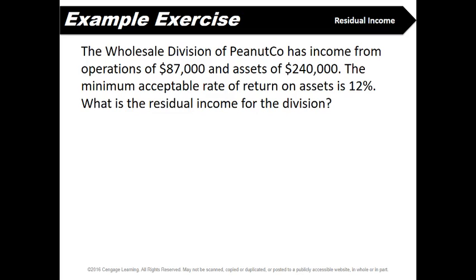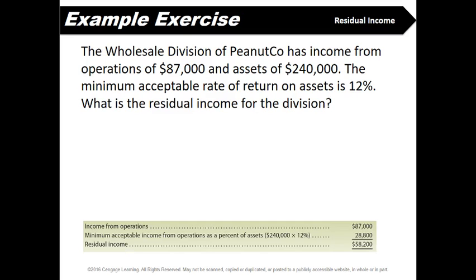So we have the wholesale division of Peanut Co. They have income from operations of 87,000 and assets of 240,000. The minimal acceptable rate of return on assets is 12%. So income from operations of 87,000 less the minimal acceptable income from operations as a percent of assets, so 240,000 times 12%, provides residual income of 58,200.